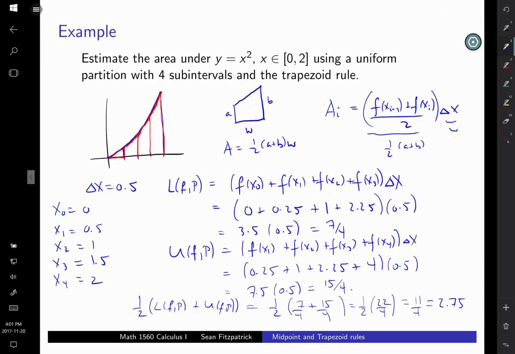Okay, so 2.75, and again the true area was 2.667. So again, we're off a little bit. This time we don't quite get that first decimal place because we've got an overestimate rather than an underestimate, but we can see that we're in a pretty good ballpark here, right? We've got a pretty good idea of what the area should be. Okay, so those are the midpoint and trapezoid rules. You'll find that those come in handy when you're working on your last written assignment.